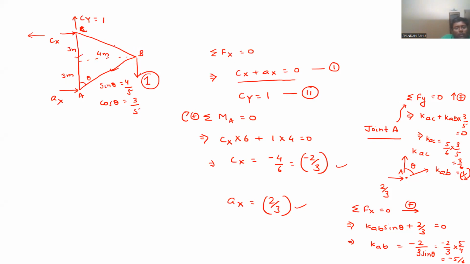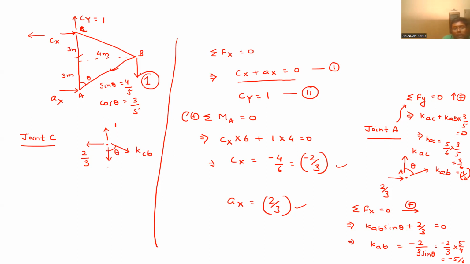Now the only member force that is left is BC. So now let us take joint C. Now CY will be in this direction. Sorry, CX was 2 by 3 and CY was 1. And this member force, KCB, is unknown now. And this angle is theta.